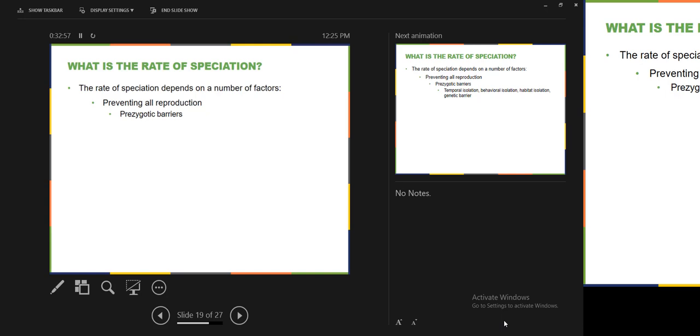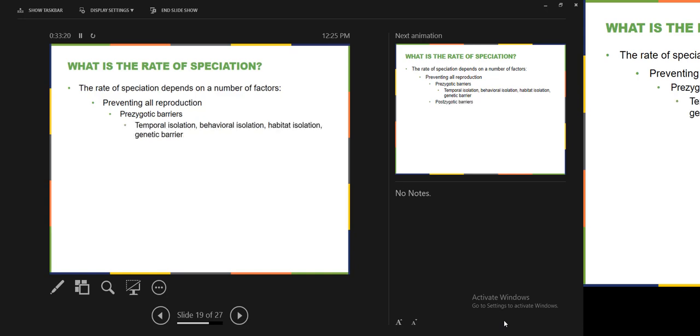First category is called prezygotic. And so what does that mean? What is the zygote? It's fertilized? Yeah, it's a cell that forms when you fertilize an ovum with the sperm. Okay? So the zygote is the embryo in a single cell stage. So prezygotic barriers prevent the zygote from forming.